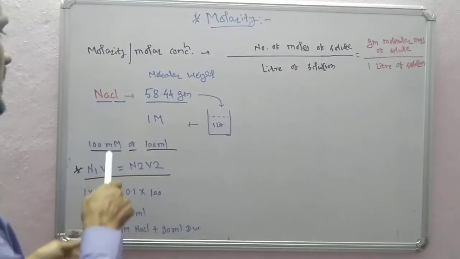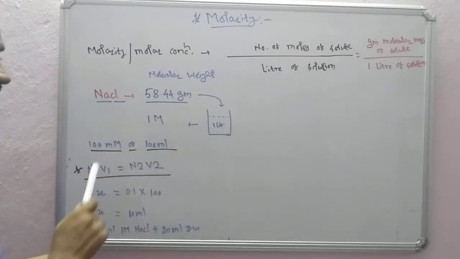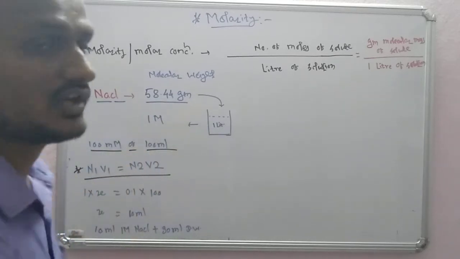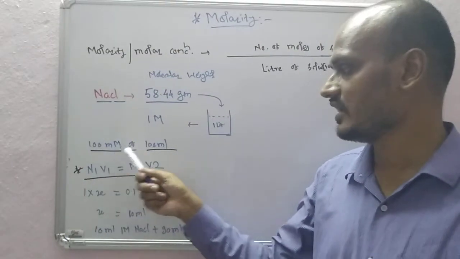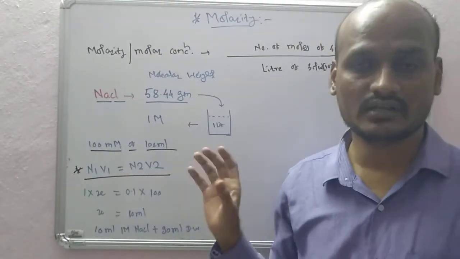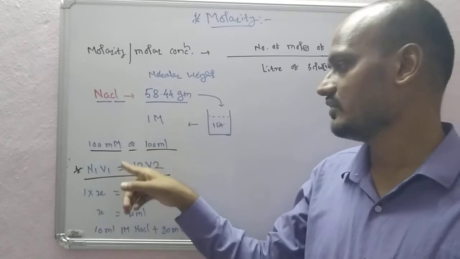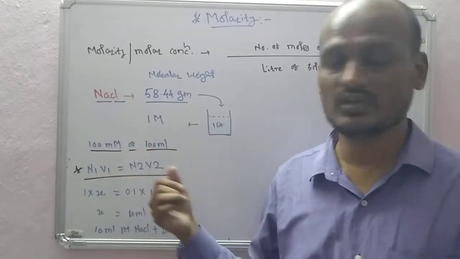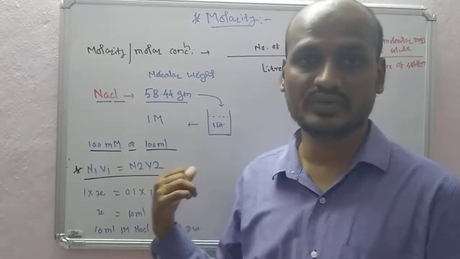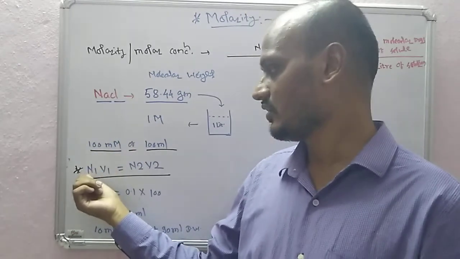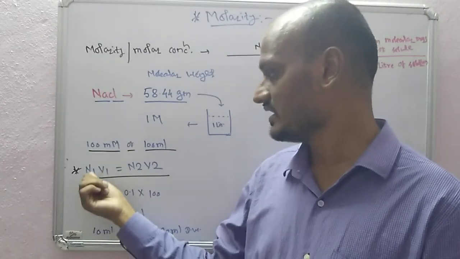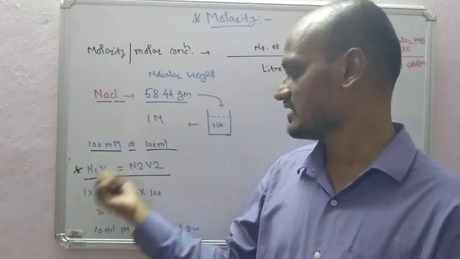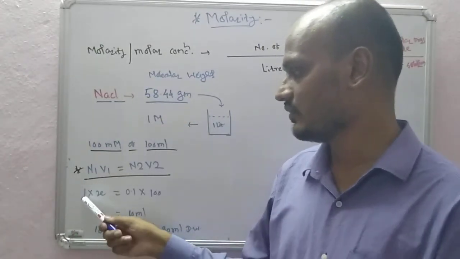For example, we have 1 molar sodium chloride, and now we want 100 millimolar of this NaCl, and we want only 100 ml. So we can apply the dilution formula, N1 V1 is equal to N2 V2. N is a concentration, V is a volume. N1 is the previous concentration. What is the previous concentration? It is 1. So we take 1 here.